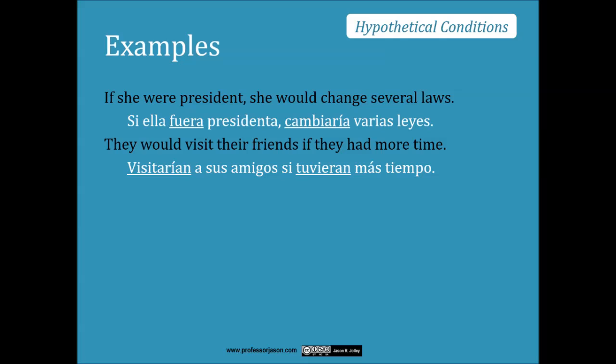They'd visit, they would visit their friends if they had more time, but they don't. Visitarían a sus amigos si tuvieran más tiempo. So what you can see, what I did here was I flipped the main and the dependent clause. The if clause came at the end. Visitarían a sus amigos si tuvieran más tiempo. So the if clause has the imperfect subjunctive.